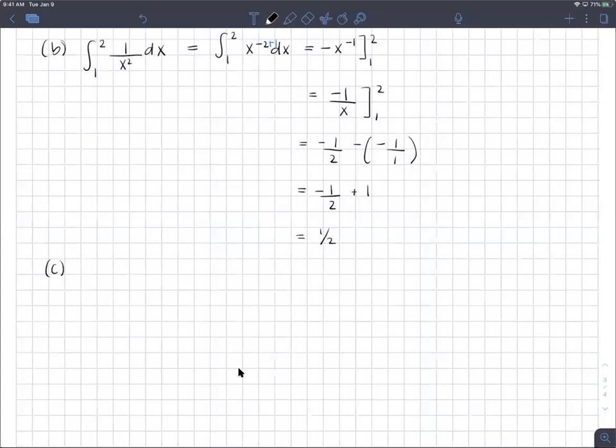So part C, we're going to have the integral from pi over 2 to 2 pi of cosine of theta with respect to theta.